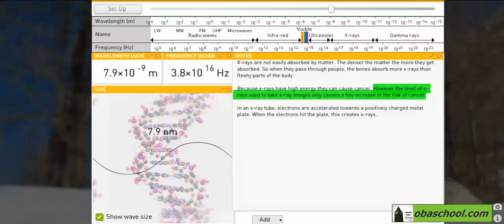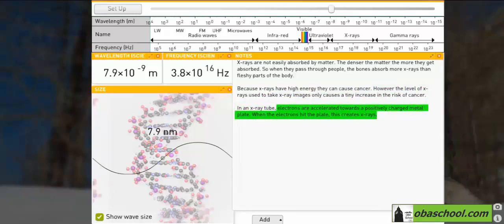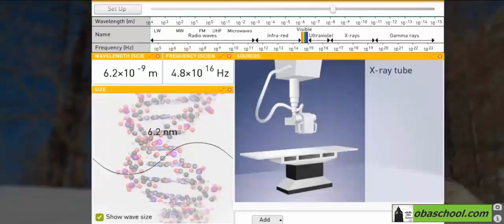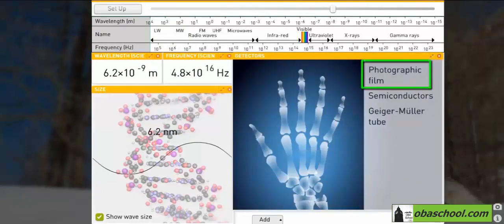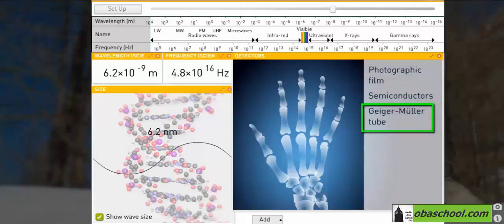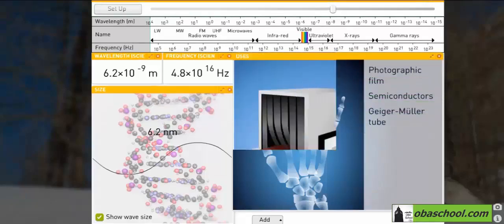How are X-rays emitted? Using X-ray tubes, electrons are accelerated towards a positively charged metal plate, and when the electrons hit the plate, X-rays are created. Therefore, an X-ray tube is the source of X-rays, and their detectors will be the photographic film, semiconductors, and Geiger-Müller tube. Now, X-rays have many uses.